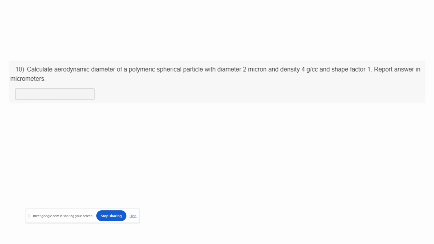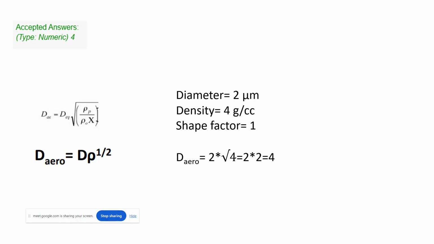Okay. Yes, most of you are correct. I mean, all of you are correct. It's 4. In the previous problem we also saw this formula for aerodynamic diameter, wherein aerodynamic diameter is the diameter times the square root of density. The density given here is 4 gram per centimeter cube, so the square root of 4 is 2. So your diameter times this, times the shape factor, which is 1, so that does not affect the equation at all. So we have the answer as 4 micron.